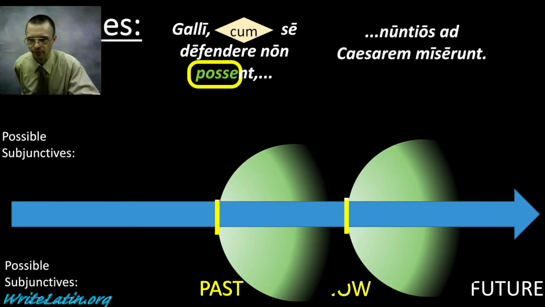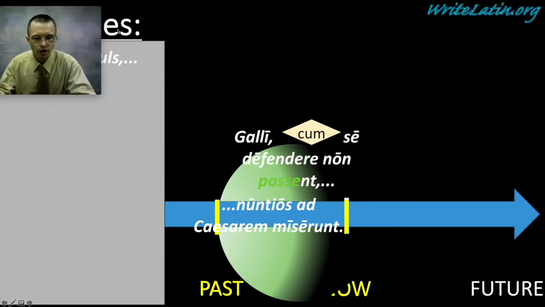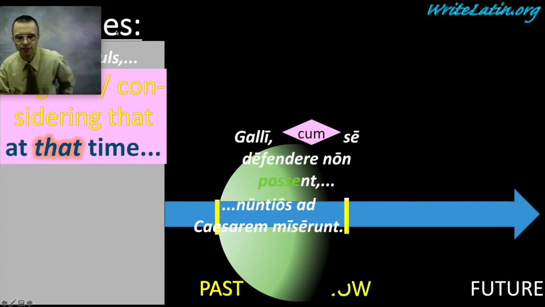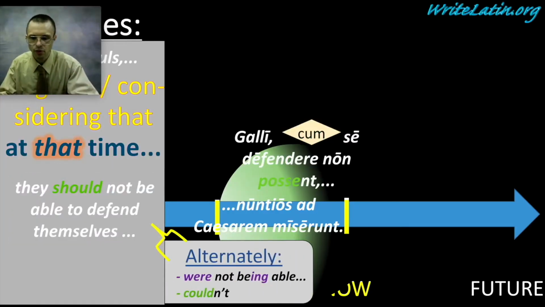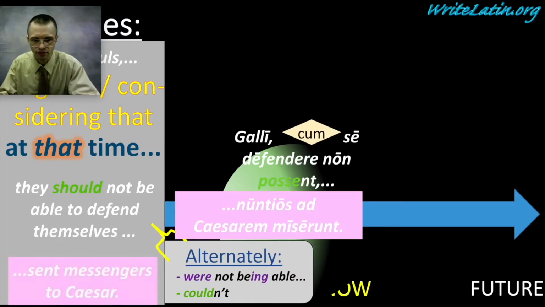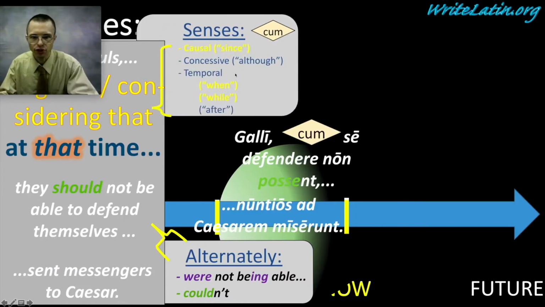Nuntios ad Caesarem miserunt. The Gauls, given that, considering that at that time they should not be able to defend themselves, or couldn't defend themselves, or were not being able to defend themselves, sent messengers to Caesar. And for cum, you could alternately say since. Since the Gauls could not defend themselves, they sent messengers to Caesar. Or since it's forward-looking, while will work.